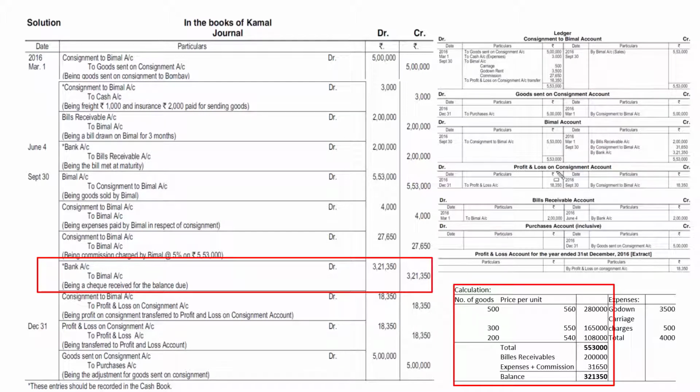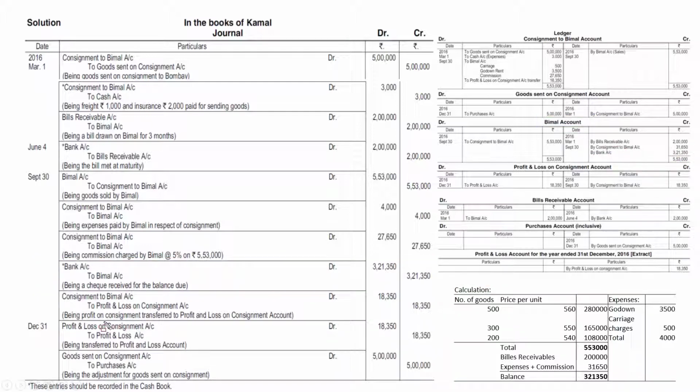As there is no bank account here, we are not showing the bank account, but the Bimol account is here. So Bimol account will be credited by bank account, that is 3,21,350. And after that, it is important to recognize the profit and loss from this consignment.